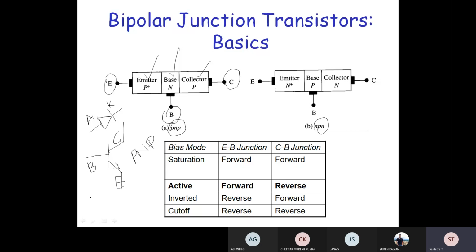You can represent the current direction like this. P means inward. So in the PNP transistor, the current direction will go like this, not this one. But in the case of the NPN transistor, I can draw the symbol of the NPN transistor now. This arrow.